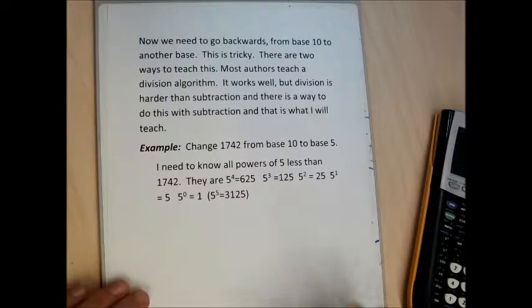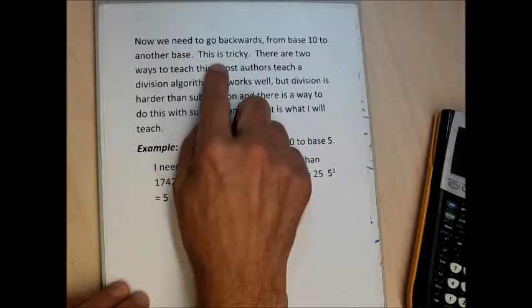So I'll jump into it now, but this is the easy half. The next half is a little bit tricky, but it's not particularly hard. So to go backwards is the hard way. To go from base 10 to another base can be a little bit tricky.